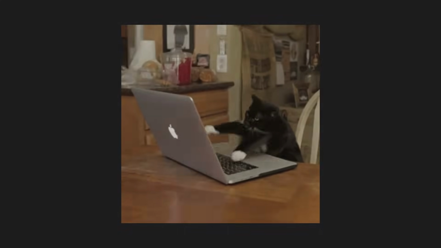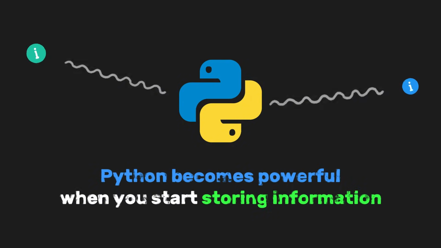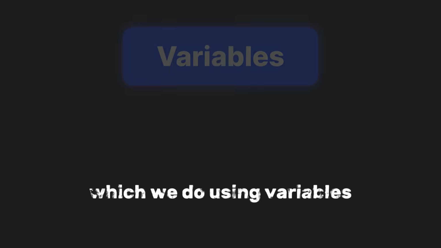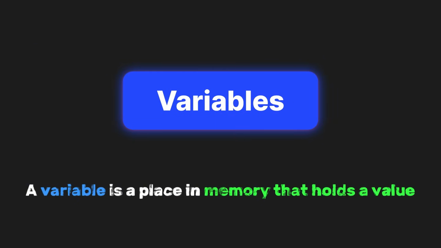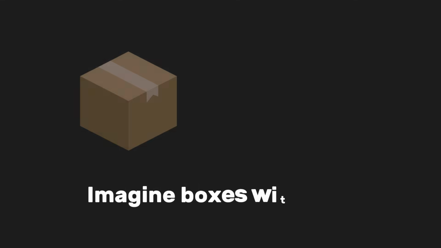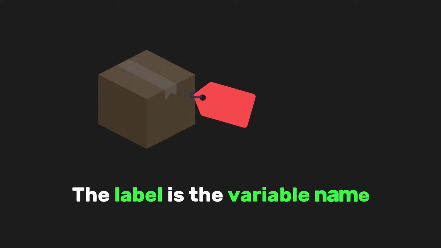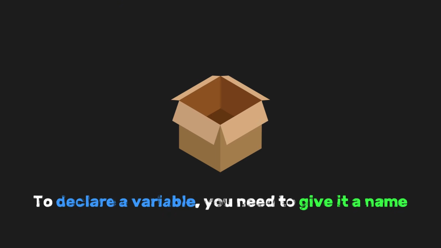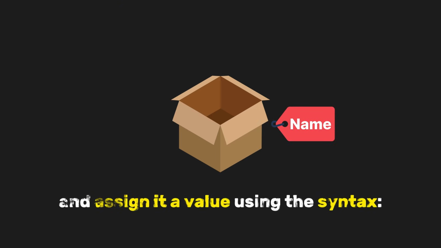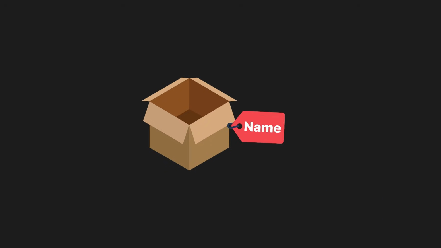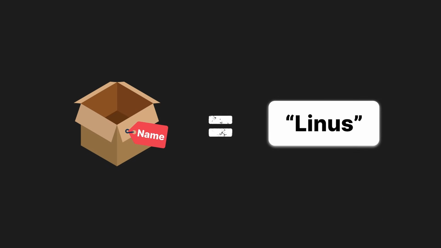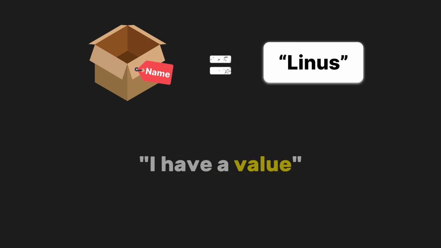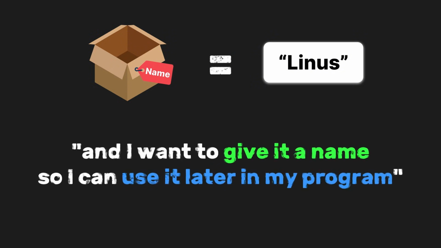Now let's build on that. Python becomes powerful when you start storing information, which we do using variables. A variable is a place in memory that holds a value. Imagine boxes with labels. The label is the variable name. The thing inside the box is the value. To declare a variable, you need to give it a name and assign it a value using the syntax: variable name equals value. It's like saying, I have a value and I want to give it a name so I can use it later in my program.